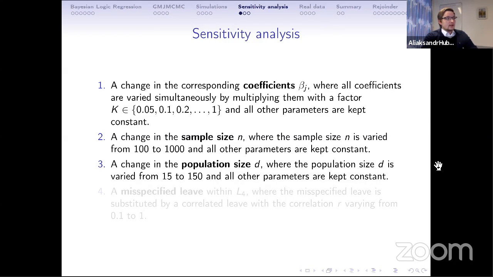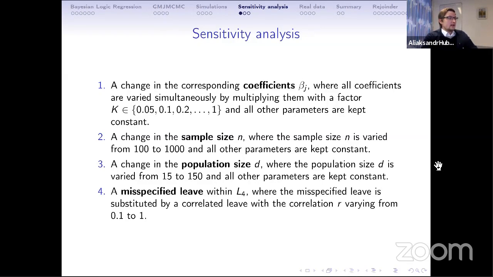Then we also studied the sensitivity with respect to the population size of the GMJ-MCMC algorithm, where D was varied from 15 to 150. And finally, the last scenario in the sensitivity analysis was dealing with the misspecified leaves in 3L4, where we replaced one of the leaves from L4 with a misspecified leaf having a correlation to the true leaf varying from 0.1 to 1.